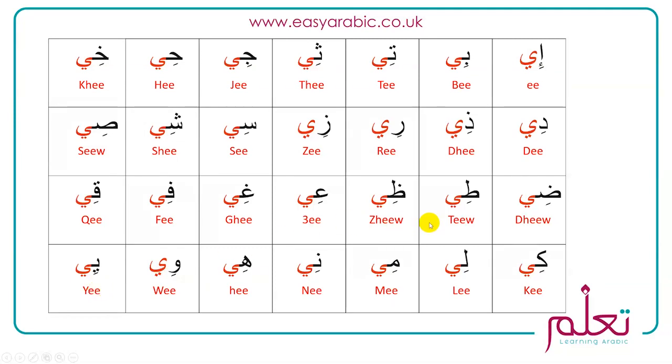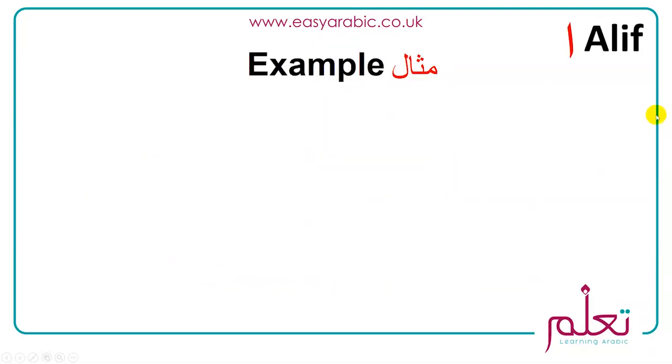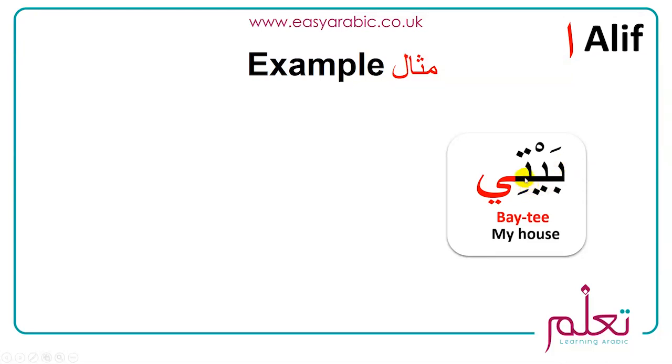Okay, let's look at some examples. The first one is bayti, which is my house. The ya, as I said, makes it possessive. It is "my". So this is the vowel e, then t, and that makes it "my house".